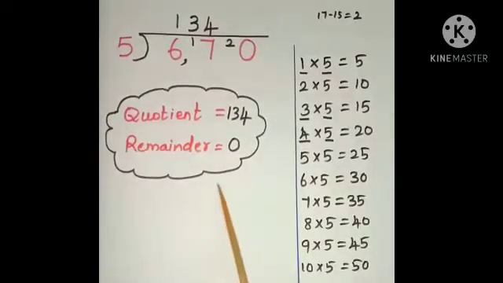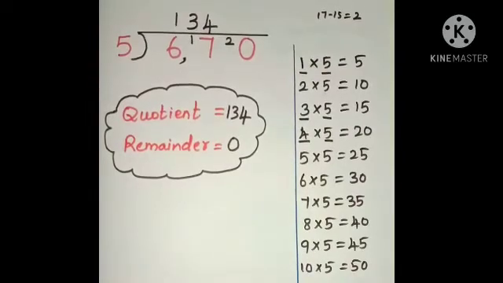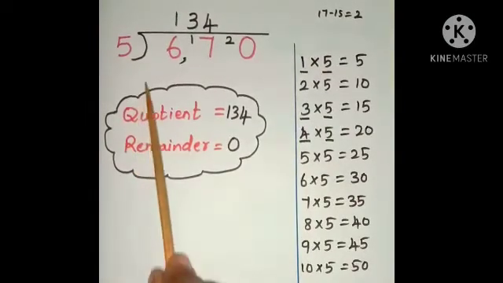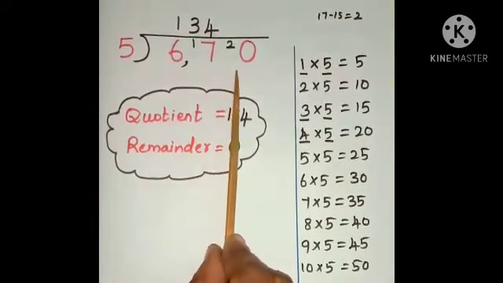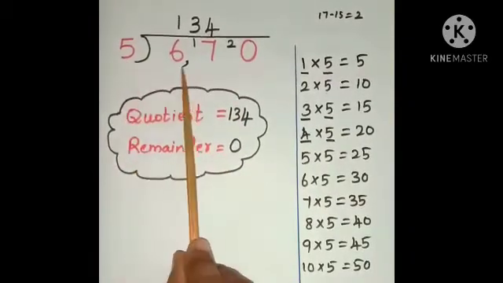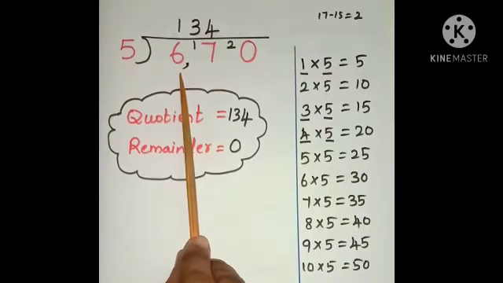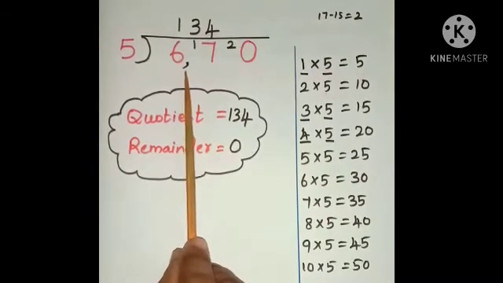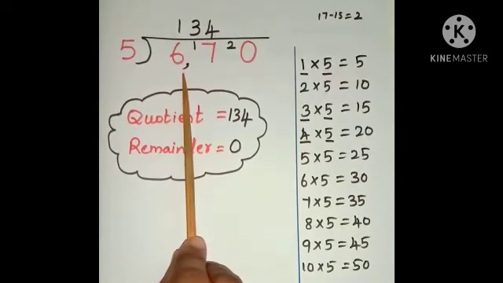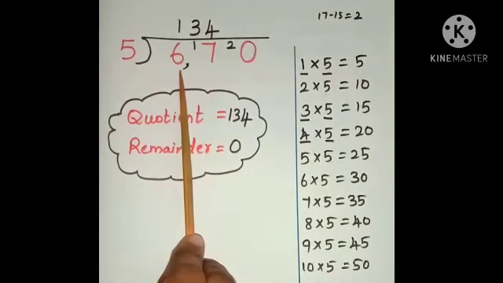Then once again, let's recall the problem using the short division method. Here 670 is the dividend and 5 is the divisor. So by using the short division method, first let us take the first digit of the dividend. Here 6 is the first digit of the dividend and here it goes.